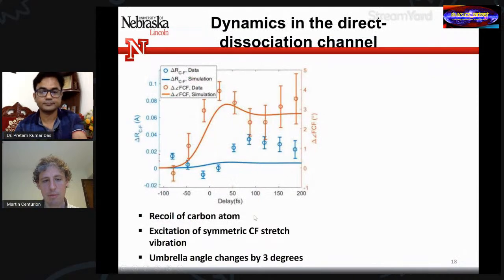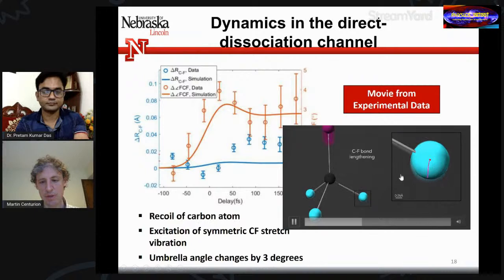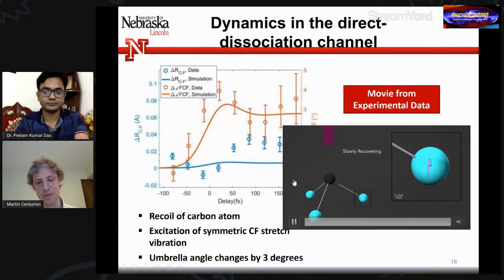And so based on this, we can make a movie. So as this dissociates, right, we see this average angle and the average bond length changes, and this is what you see in here. So this is a movie based on the experimental data, where we see the dissociation and the change in this bond angle.